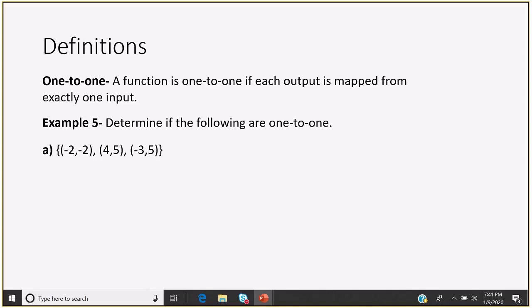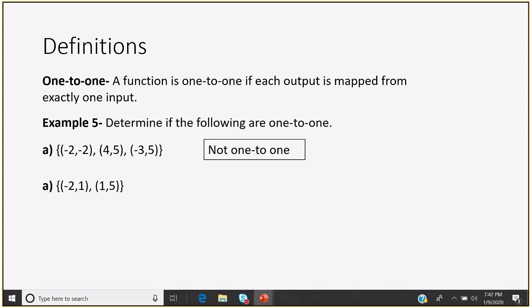Well, now we have to think, okay, is my function one-to-one? Well, we look at the outputs in this case. My outputs are -2, 5, and 5. So now I have repeating outputs. And my repeating outputs are mapped from 2 separate inputs, so this is not one-to-one. It is a function, but it's not one-to-one.